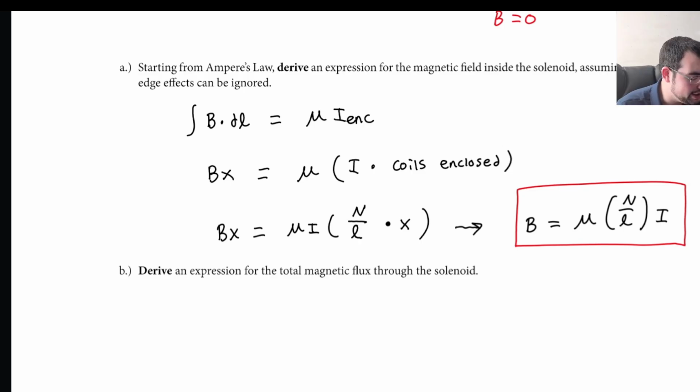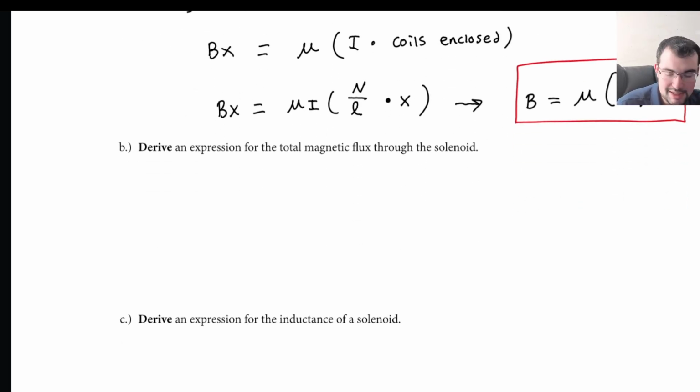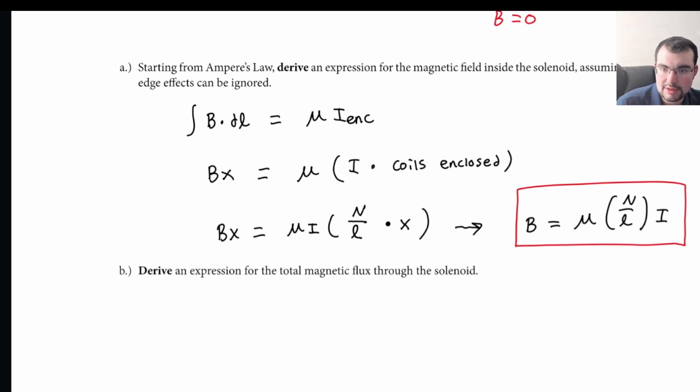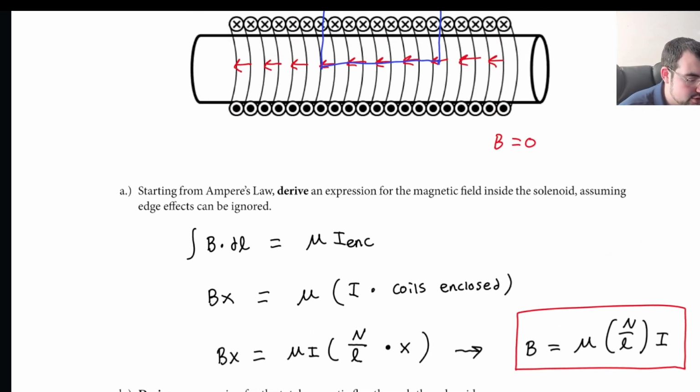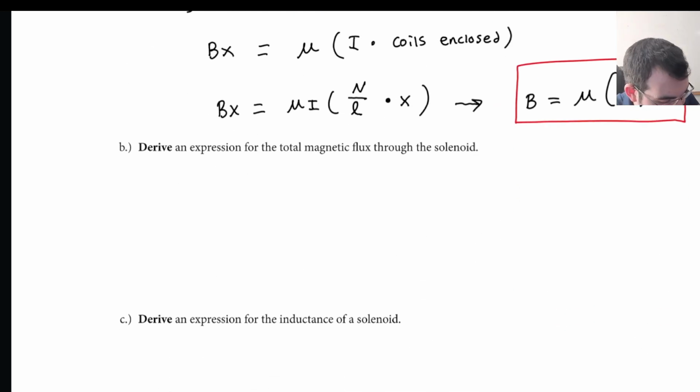So that's step one, get B. Next step is get flux, which is BA. So we're saying that our field is uniform. So we have a uniform B field. And we essentially have this. If this is one of our coils, our B field looks like this.